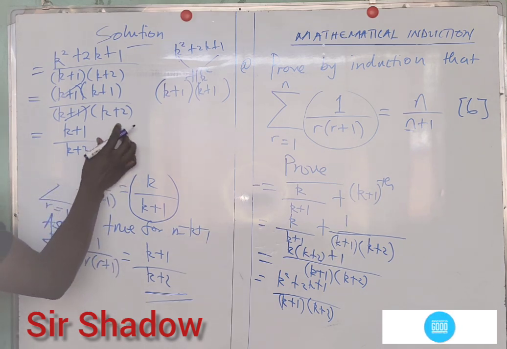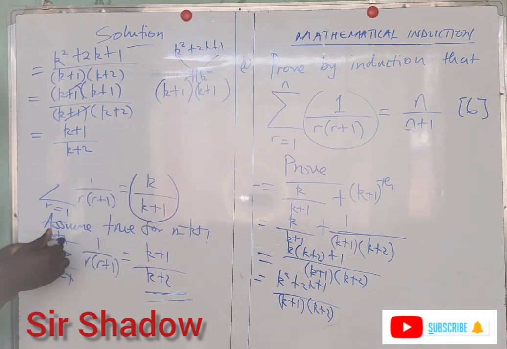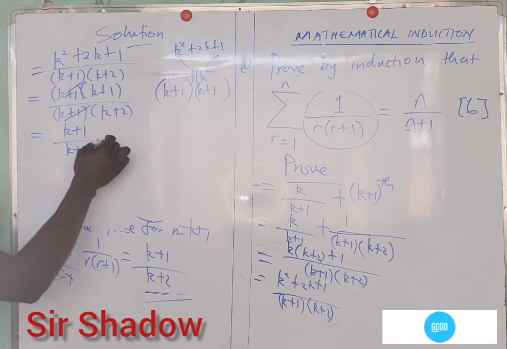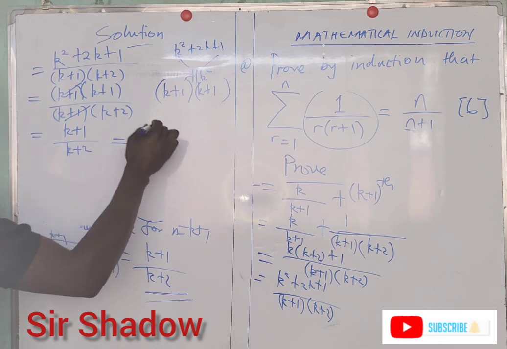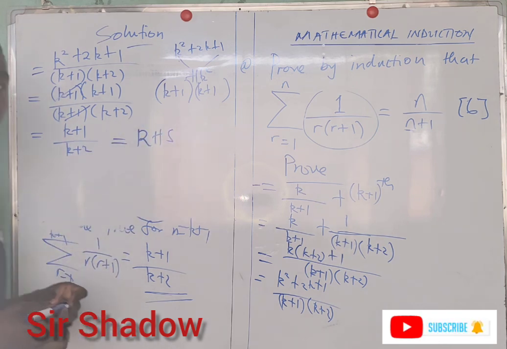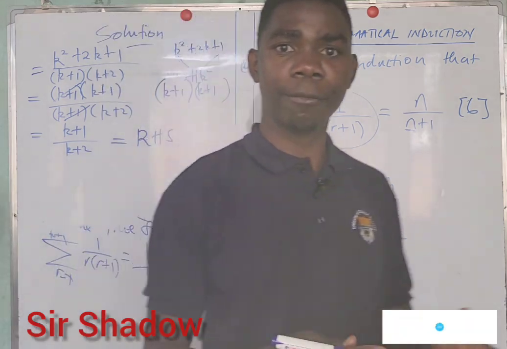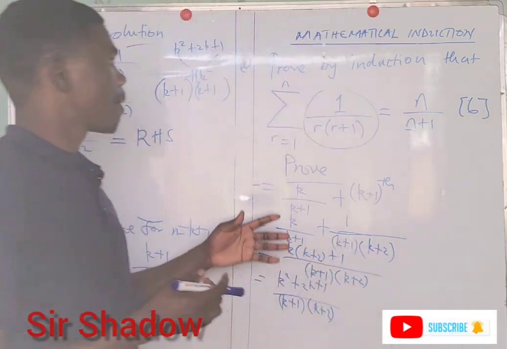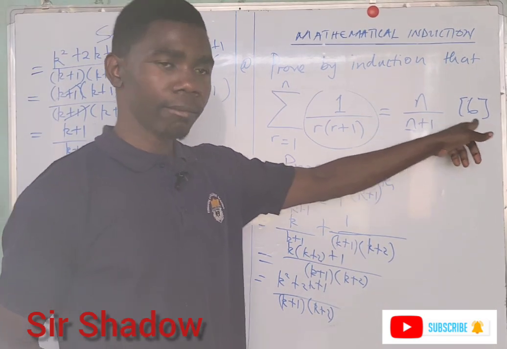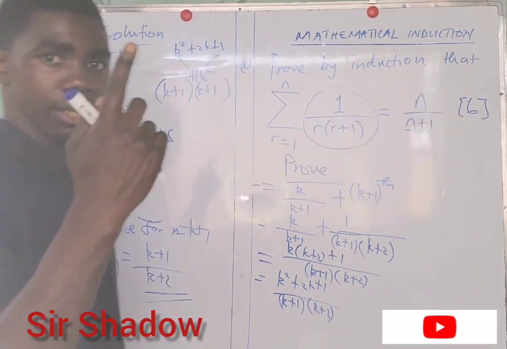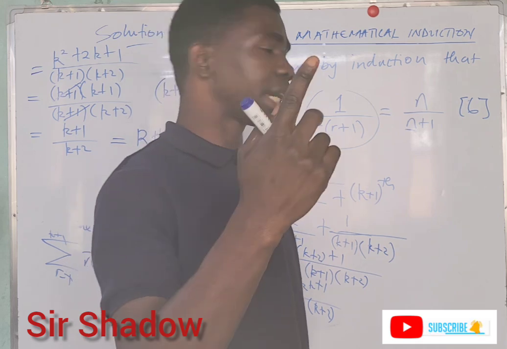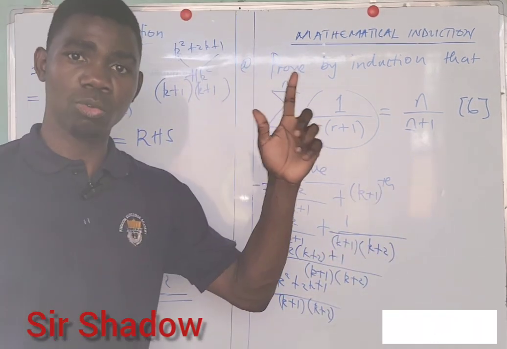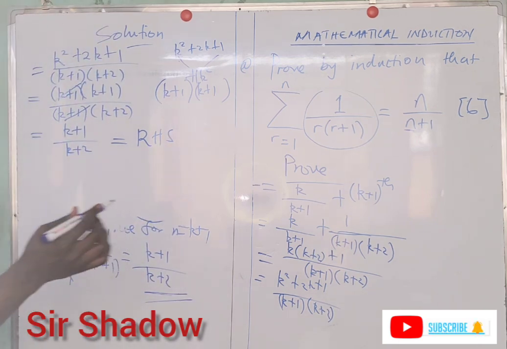hence true for all positive integral values of n. From this stage you have to write the conclusion, since the left hand side is equal to the right hand side. Remember, don't forget to write the conclusion whenever you are proving by mathematical induction. From this given 6 marks, the conclusion can hold at least 1 mark. You can be given 1 mark on conclusion or even 2 marks on conclusion. So don't forget to write the conclusion.